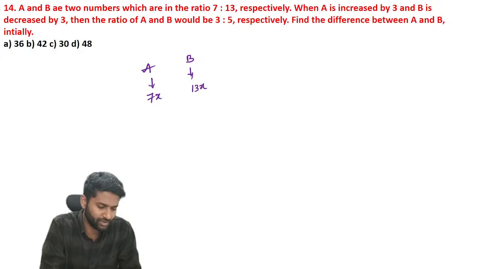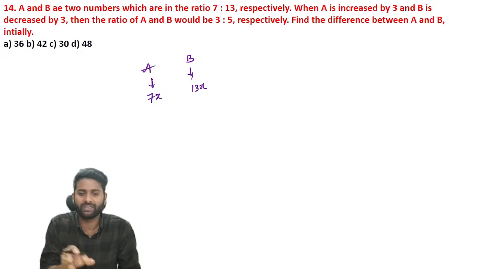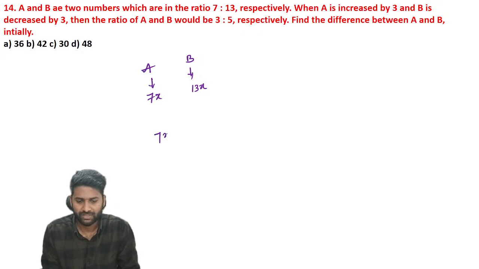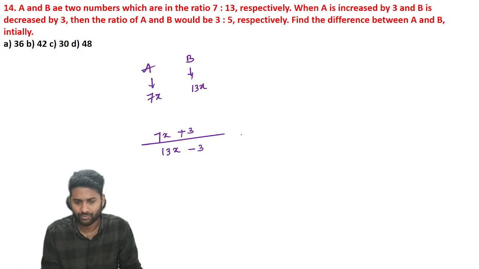If you want the exact number, you have to replace it, meaning that unit is multiplied with some unknown quantity, and it becomes a number. Now see, initially it's 7x and 13x. And it is mentioned that A is increased by 3 and B is decreased by 3. So you will get certain numbers. If you cancel numerator and denominator, that gives 3 by 5. That is the way you have to understand the ratios.